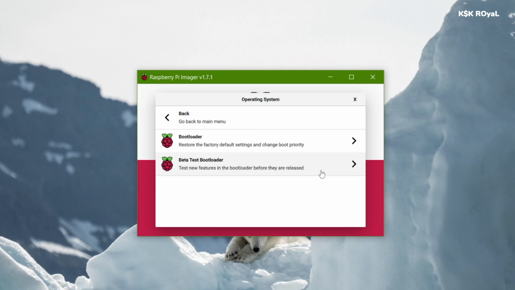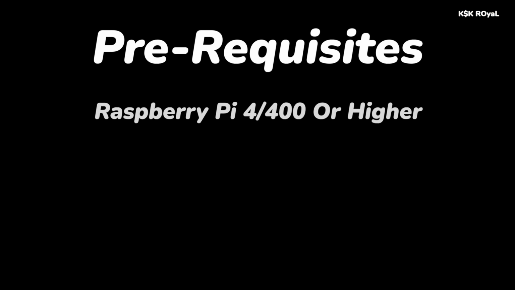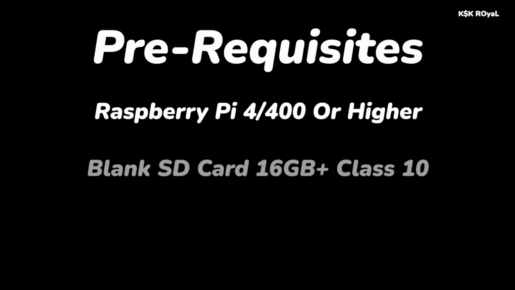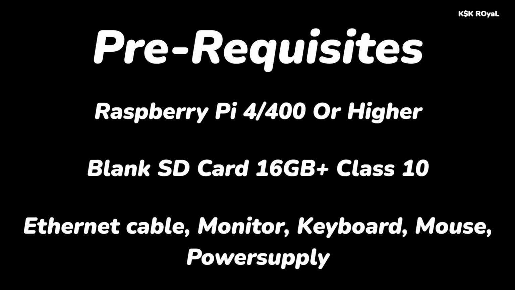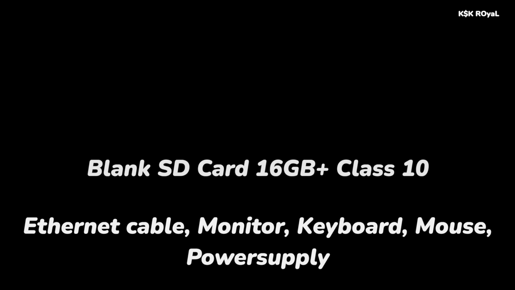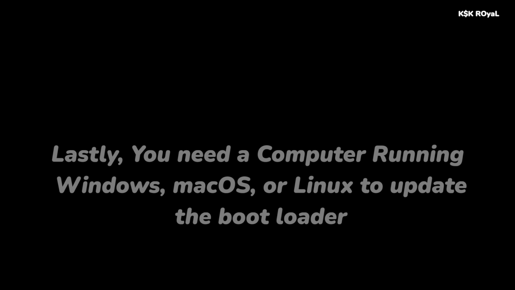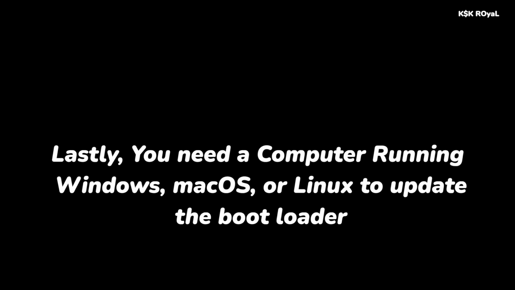Anyway, the only prerequisites of this video, you need a Raspberry Pi 4 or 400, a blank SD card or USB drive, an Ethernet cable with a faster internet connection, and you need a monitor, keyboard, mouse, and power supply. Lastly, you need a computer running a Windows, Mac OS, or Linux operating system to update the bootloader.